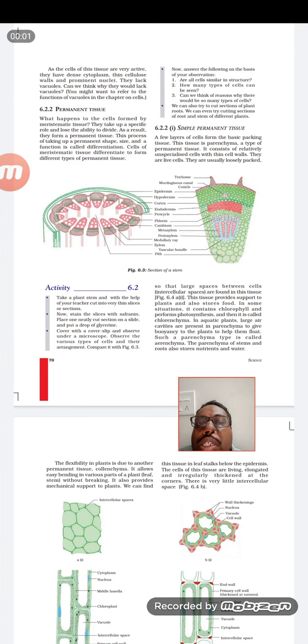Next to the meristematic tissues in plants, now we will be discussing the permanent tissues. That is, first there was the meristematic tissue. Meristematic tissues are tissues which have the capacity to generate into any part of the plant.